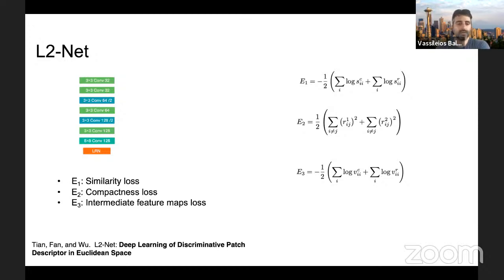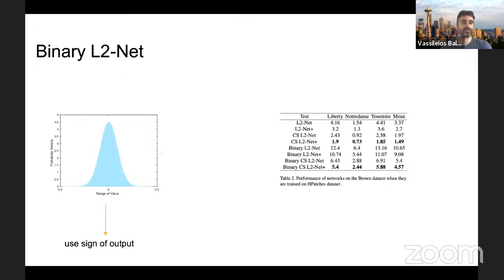Then it also had a compactness loss, which has to do with decorrelating individual columns of the descriptor, if you think of the data matrix. So the idea is that each individual element, or individual number, in your descriptor should be decorrelated with each other. And it also had some intermediate feature map losses, which means you add losses in other areas of the network too. And this actually showed quite good performance.